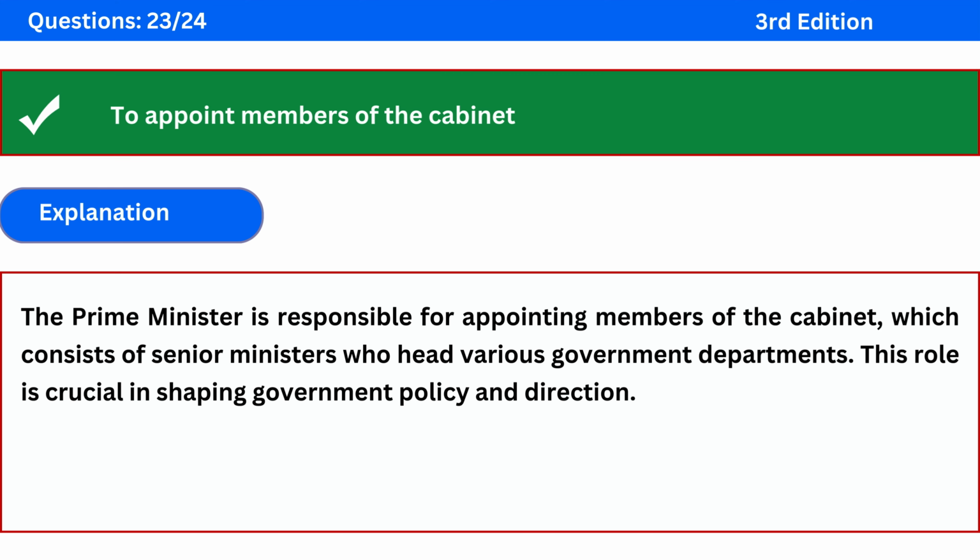The correct answer is to appoint members of the cabinet. Explanation: the Prime Minister is responsible for appointing members of the cabinet, which consists of senior ministers who head various government departments. This role is crucial in shaping government policy and direction.